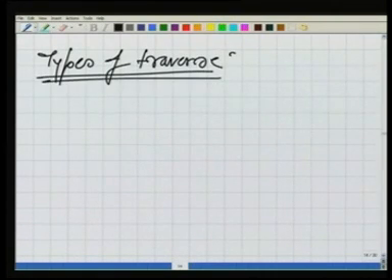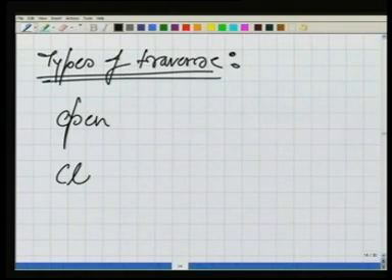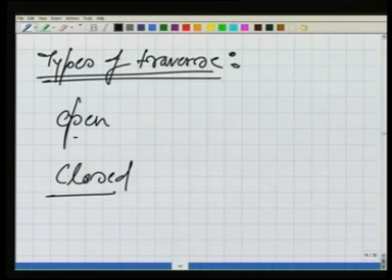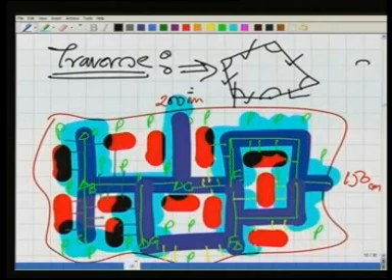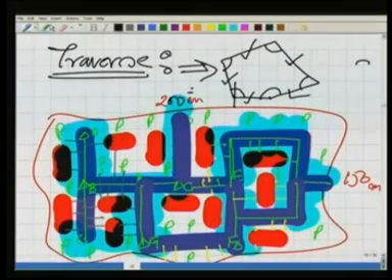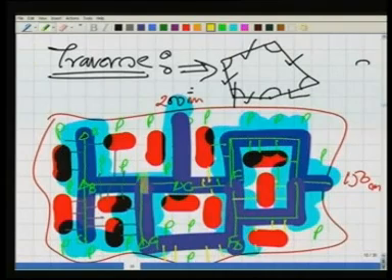In types of traverse, there are two types. One is open and the other one is closed. What are these? In the case of the open traverse, as you can see here, if I highlight by a different color now, the open traverse is, for example, we start from here and go here and then along this road. So all these three lines and these angles, they make an open traverse because the traverse is not closed.